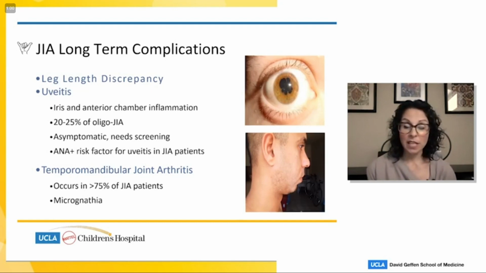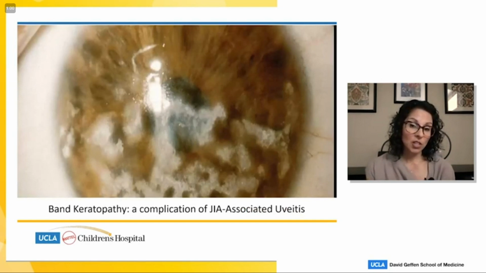Another complication is TMJ arthritis. With chronic TMJ arthritis, we can have micrognathia as seen in the growing child. This occurs in actually a majority of JIA patients, and it can be asymptomatic. So it's very important to check the TMJ joint for any clicking or cracking, as well as ask the family if they've noticed, and even check earlier pictures to determine if they've had appropriate mandibular growth. If there's a question, you get a TMJ MRI. Here's another complication called band keratopathy, a complication of uncontrolled uveitis.